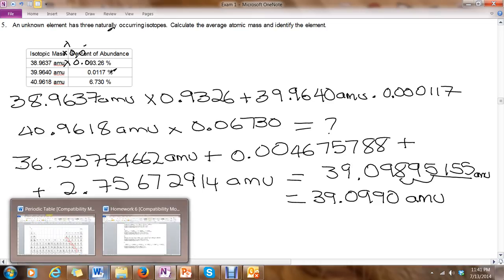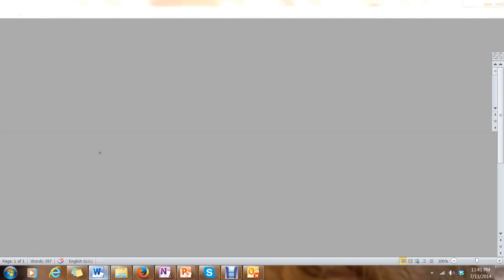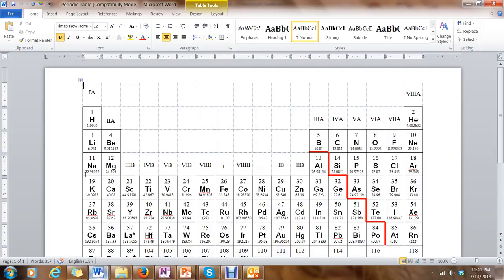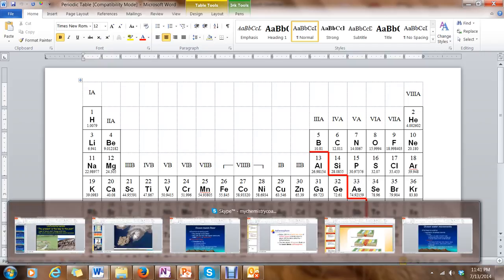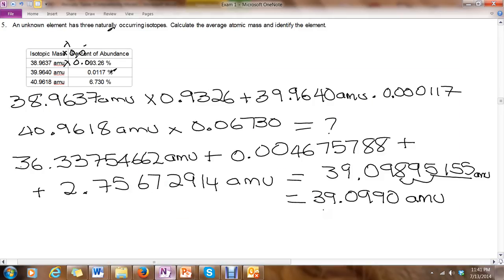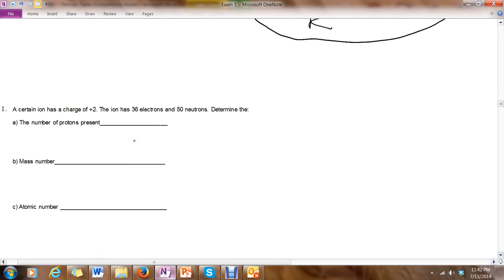I think it's potassium if I remember well. Our periodic table says potassium is 39.0983. It's not exact, but it's relatively close. So this is potassium, and that is the answer. Let's go ahead and keep on going to the next problem.